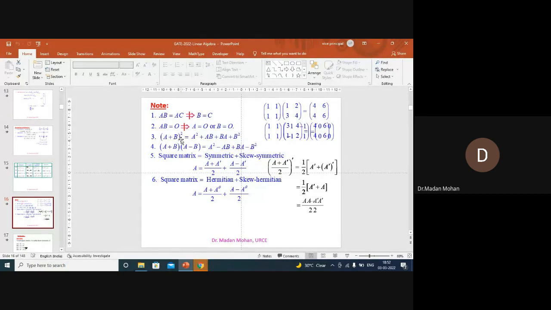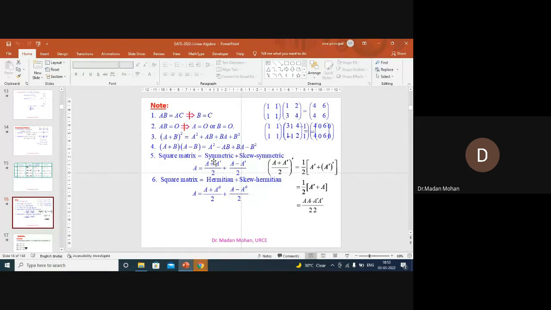Similarly, A plus B whole square is A square plus 2AB plus B square is wrong because AB and BA may differ here. Similarly, A plus B into A minus B is A square minus AB plus BA minus B square, because AB, BA need not cancel. Every square matrix can be written as a symmetric plus skew symmetric matrix.